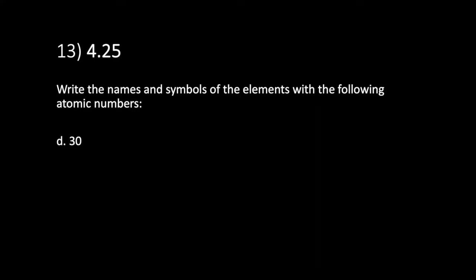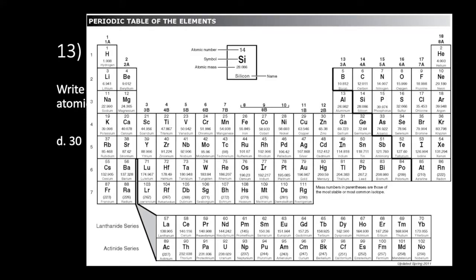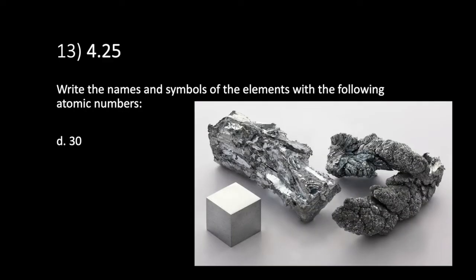How about 30? What if an atom has 30 protons in the nucleus? What is that element? And so you'd look, move over. The box on the periodic table that has a 30 at the top is zinc. So any atom that has 30 protons in its nucleus is zinc. So you'd want to write 2 things. The first thing is capital Z, then N for zinc. And then the second thing is the name zinc. Those 2 things together would be the answer for 13D. And zinc looks like this.